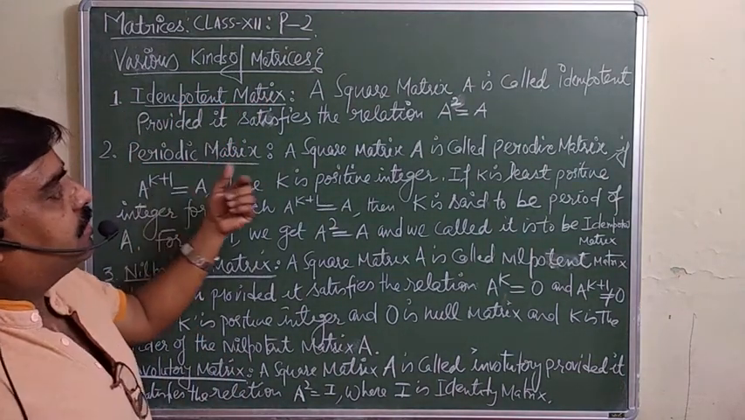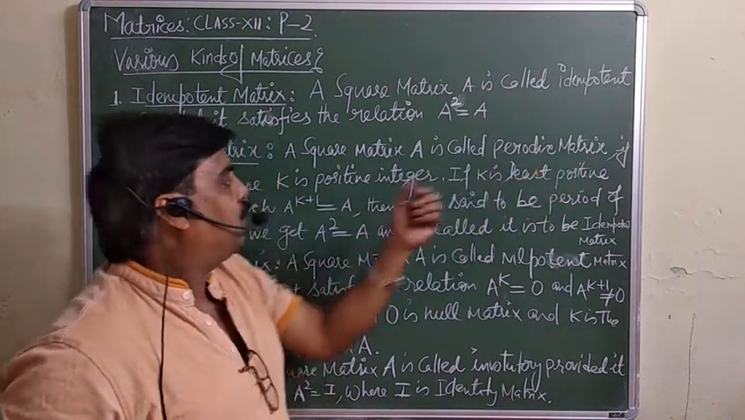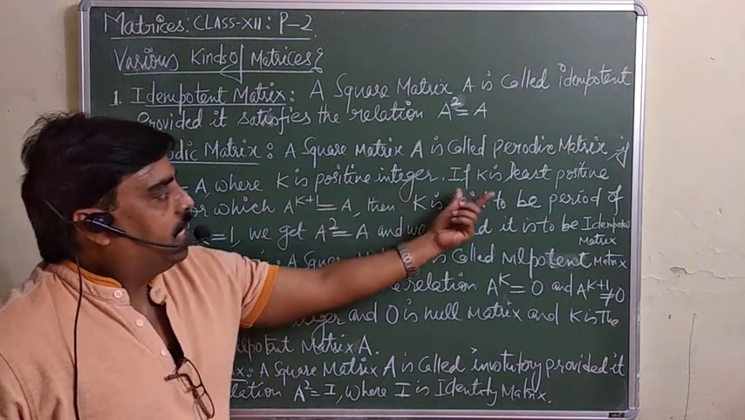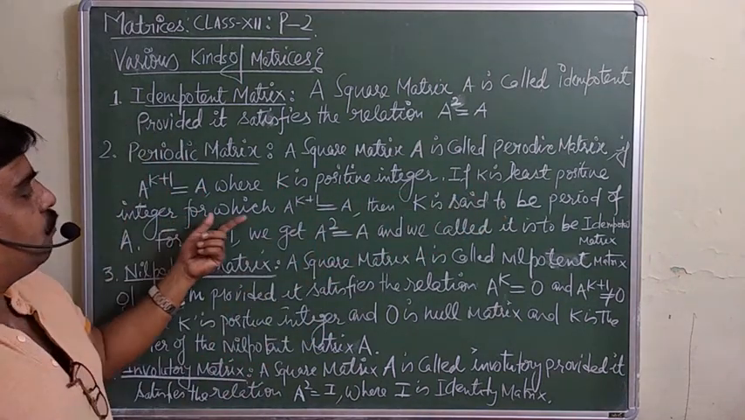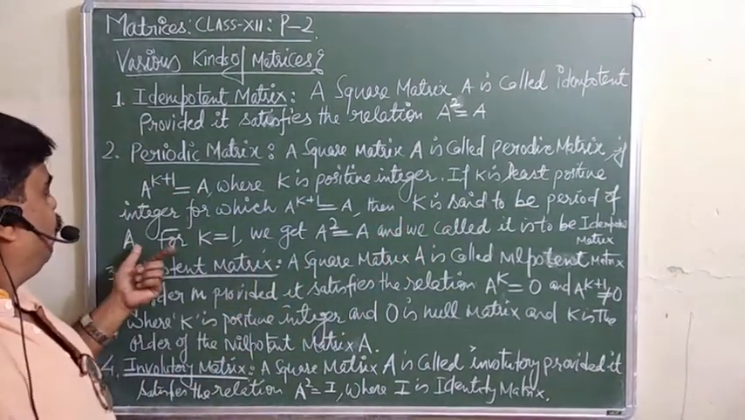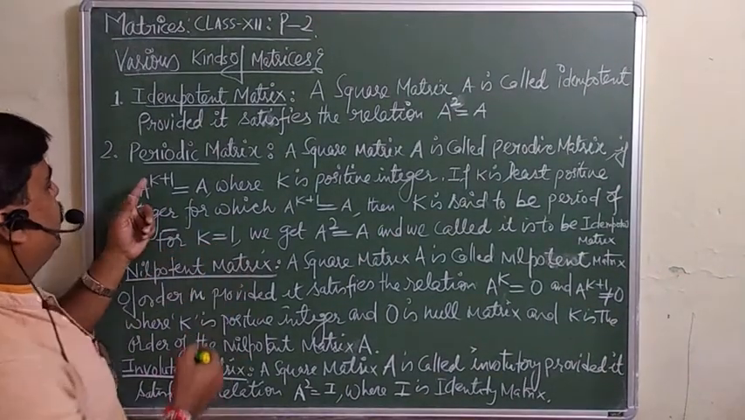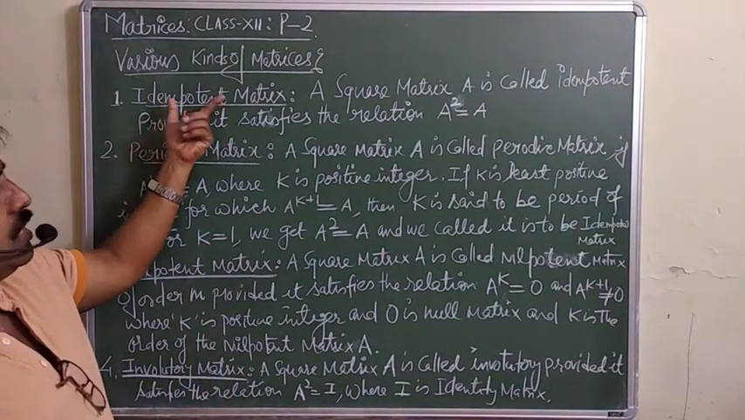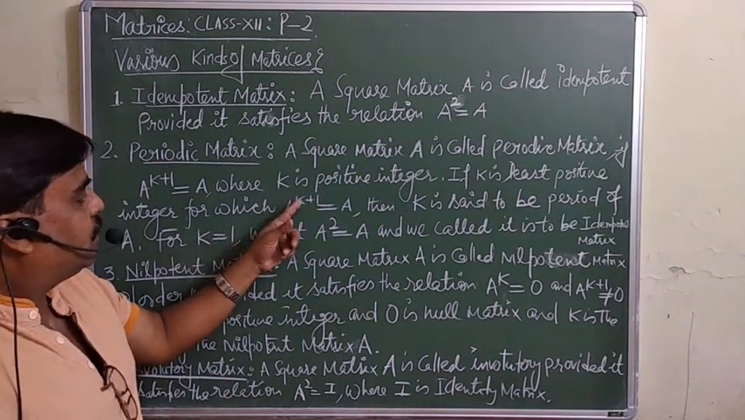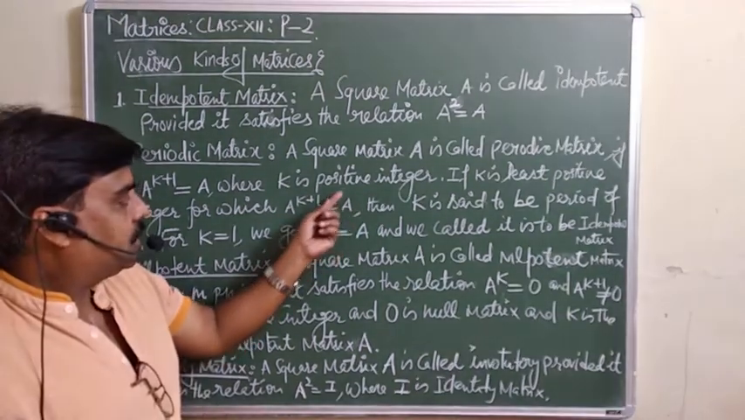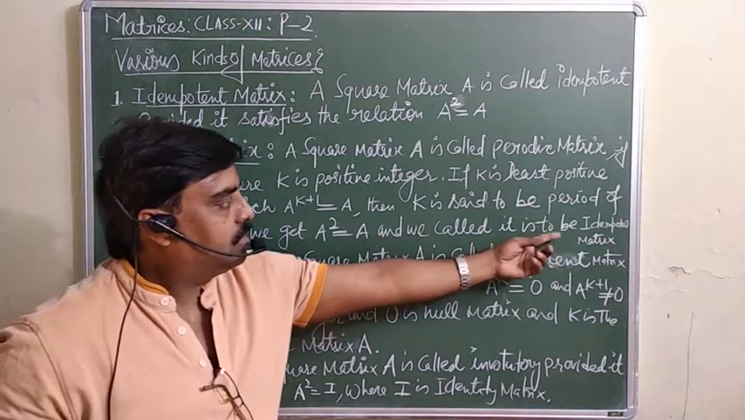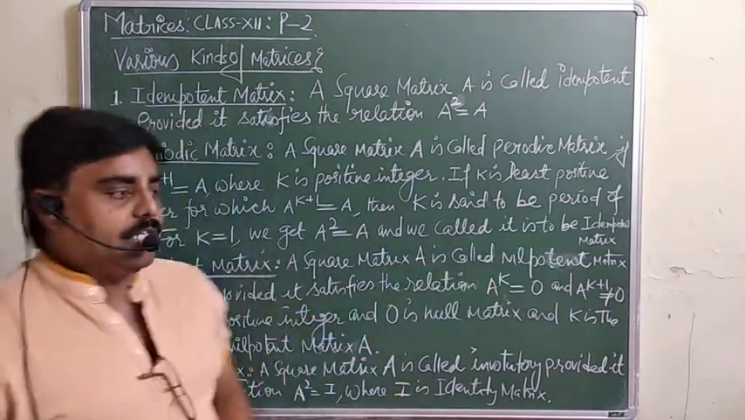Similarly, periodic matrix. A square matrix A is called a periodic matrix if A raised to power k plus 1 is equal to A, where k is any positive integer. If k is the least positive integer for which A raised to power k plus 1 is equal to A, then k is said to be the period of A. For k equal to 1, you will get the idempotent matrix, A square equal to A. But for more than that, if A raised to power k plus 1 comes equal to the matrix itself, then you can say it is a periodic matrix. When we get A square equal to A, we call it an idempotent matrix.